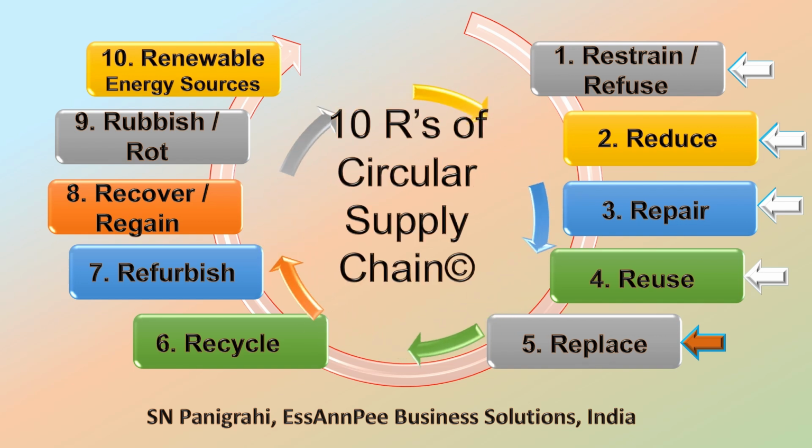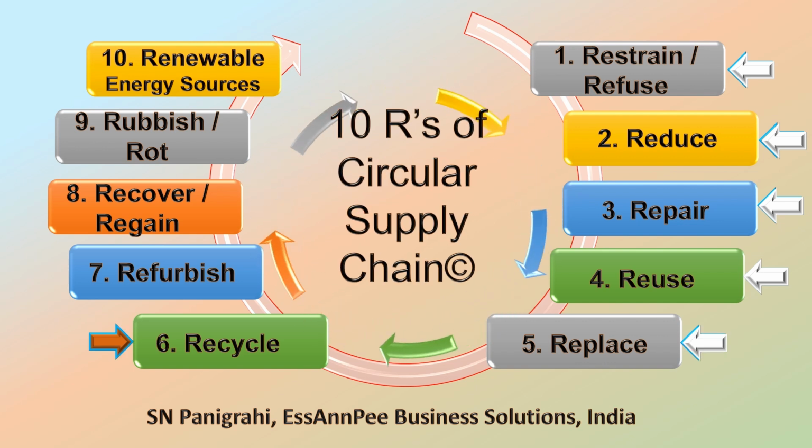From the use of single-use plastic packaging to switching to biodegradable or compostable packaging materials. From the use of virgin raw materials to utilizing recycled materials for production, for example, recycled aluminum and recycled PET plastics. 6. Recycle. The collection and conversion process of waste materials into usable and new materials is called recycling.